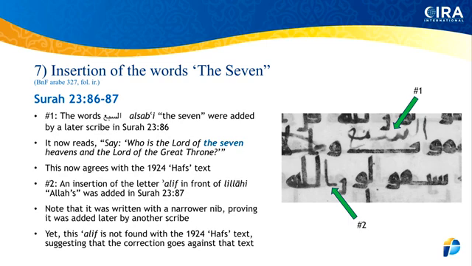And what is the word that they've added above the line? Look at number 1 there, the green arrow, number 1. What's the word that they've added there? This is the word. I'm going to highlight it. It's right here, and it's as-sab'a, the 7. Okay. So it used to say, who is the Lord of heavens and the Lord of the great throne. Which is okay to say it.